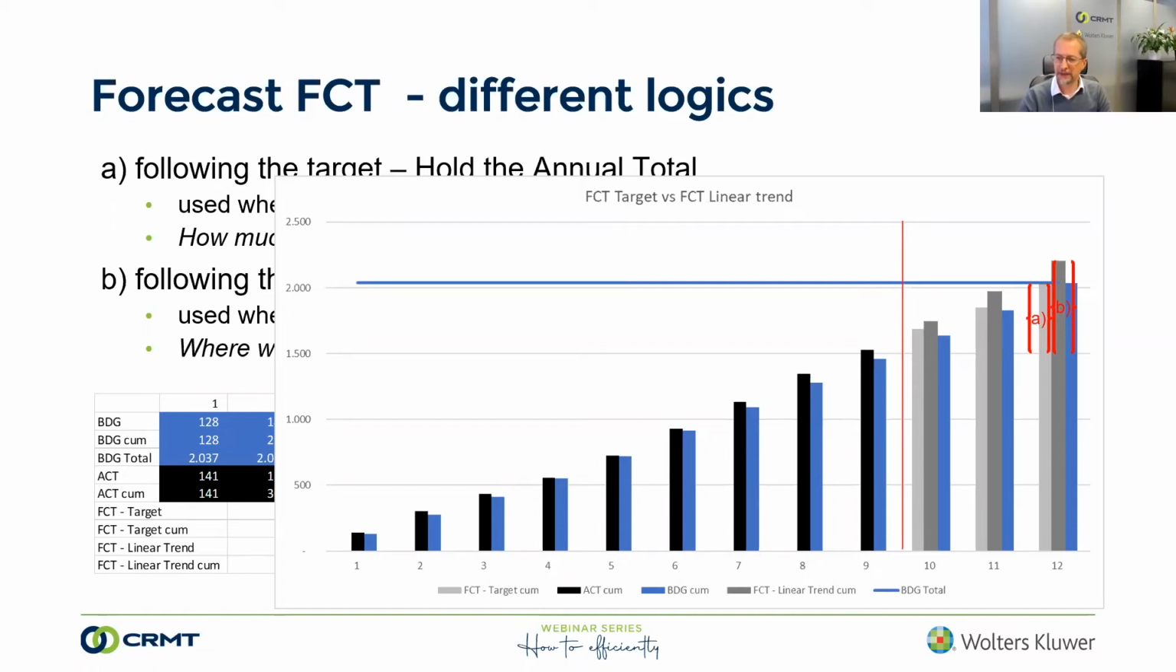And if we look at the difference marked A, this is the difference between the cumulative value at the end of actuals towards our target, our budget. And then we have, with a B, our following-the-trend forecast, which is much higher than our initial target. So this is the difference between the two approaches.